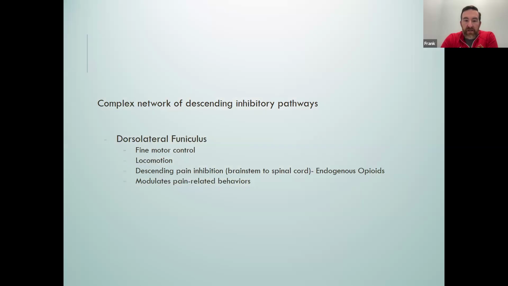And I think the last one, thankfully, is the dorsolateral funiculus. It has to do with fine motor control, locomotion, and also plays a part in descending pain inhibition. So brainstem to spinal cord. This is where some of that endogenous opioid is released from. It also plays a role in modulating pain-related behaviors: limping, facial expressions, all of the behaviors that you see someone do when they're in pain are because of the dorsolateral funiculus, and it's been shown that needling can have some changes to this and the previous two.